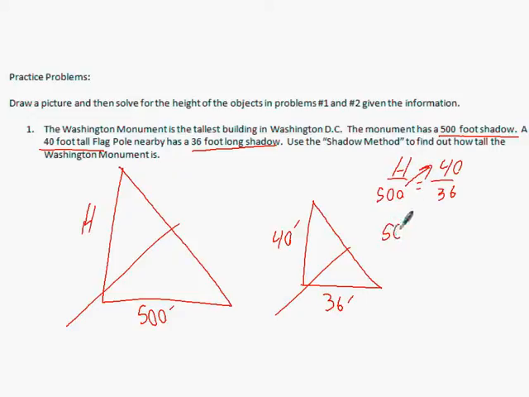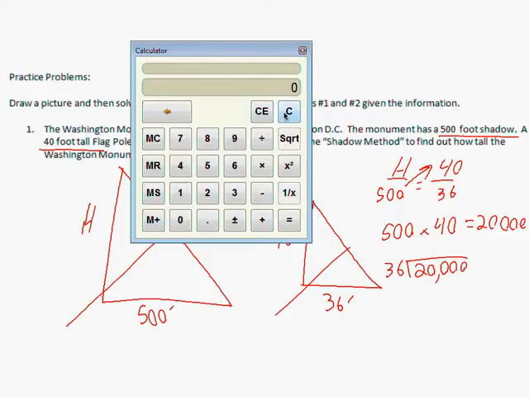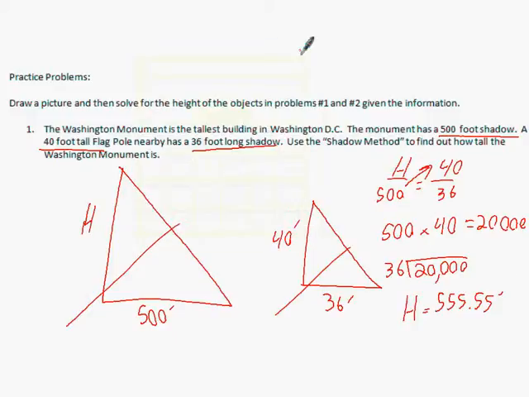Cross multiply. 500 times 40 equals, let's see, 5 times 4 is 20. Add in 1, 2, 3 zeros. 20,000. 20,000 divided by 36. I'm going to go ahead and use a calculator for this so I can speed it up a little bit. 20,000 divided by 36 equals the height of the Washington Monument, 555.55 feet. Circle that and call it good.